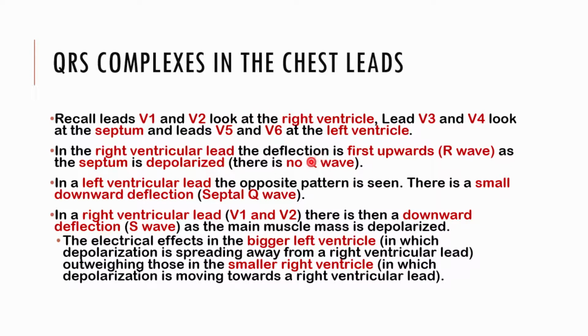Then on the other hand, in the left ventricle, the pattern is pretty opposite. So there's usually a small downward deflection, which is known as the septal Q wave. So it means in the left ventricle, in the other leads V3, V4, V5, you get to see the small Q wave that is there. Then in the right ventricular leads, specifically V1 and V2, after you have this R wave, there's going to be another depolarization, which is going to be the S wave. That's now due to the muscle of the ventricle actually depolarizing.